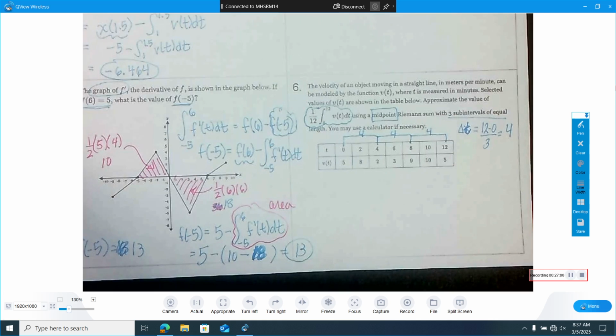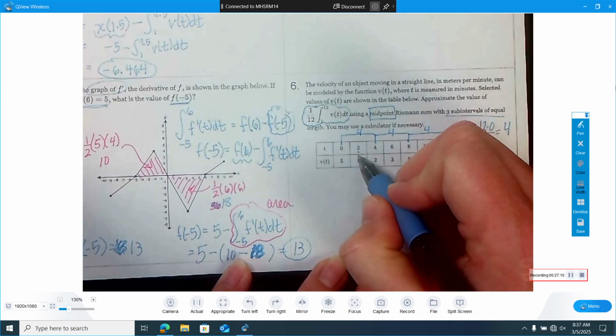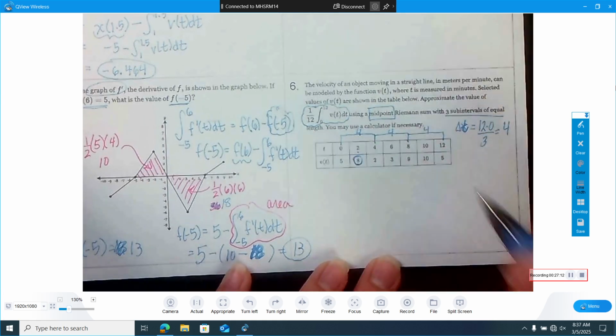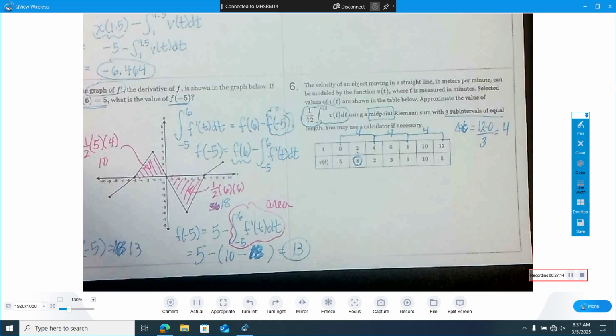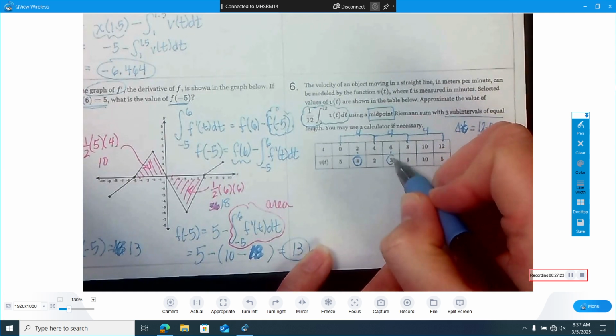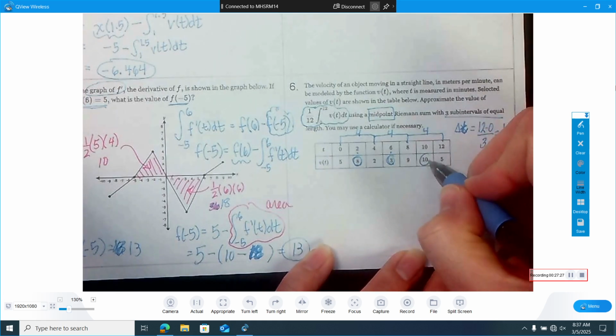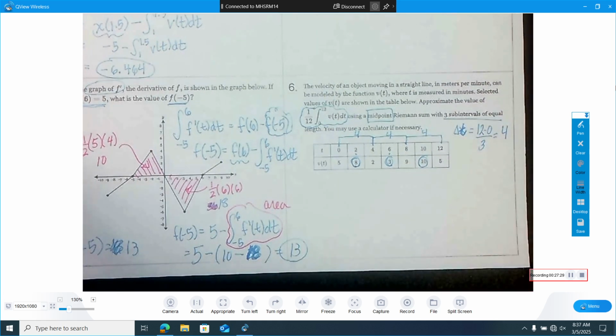How do we find the midpoint? It's given. Yes, they lovingly gave us the information we needed. Between 0 and 4 is the midpoint 2, and we want to use that corresponding output value for our height of our rectangles. Between 4 and 8, the midpoint is 6, so we're going to use that height value of 3. And between 8 and 12, we're going to use the output at 10, of 10.